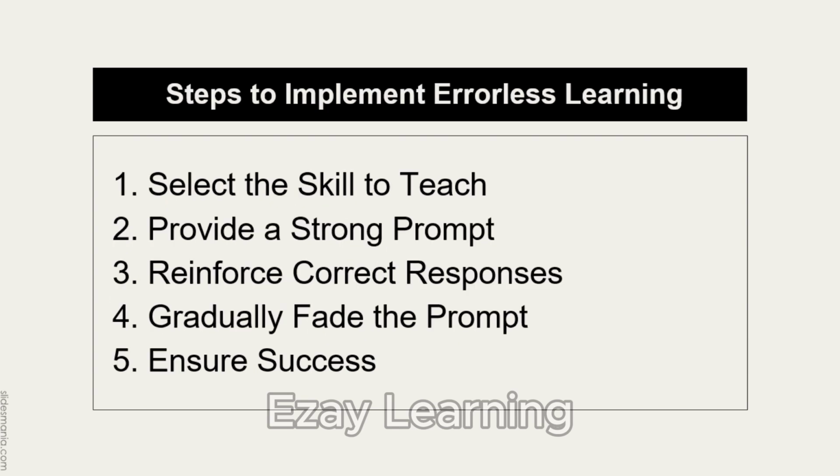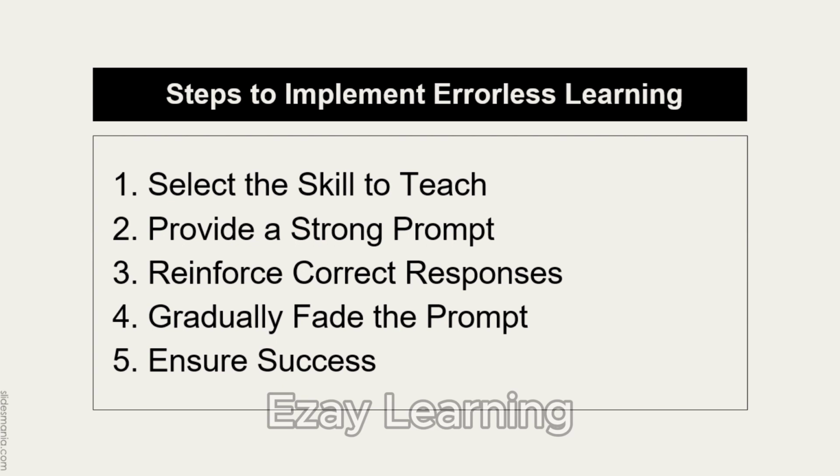What are the steps to implement errorless learning? You have to select the skill to teach. Choose a skill that the learner needs to acquire, for example, identifying colors, following instructions, or performing tasks like hand washing. Now provide a strong prompt. Immediately guide the learner to the correct response using a prompt. The prompt should be strong enough to guarantee a correct response. For example, if teaching a child to point to a picture of a dog, you might physically guide their finger to the correct image.